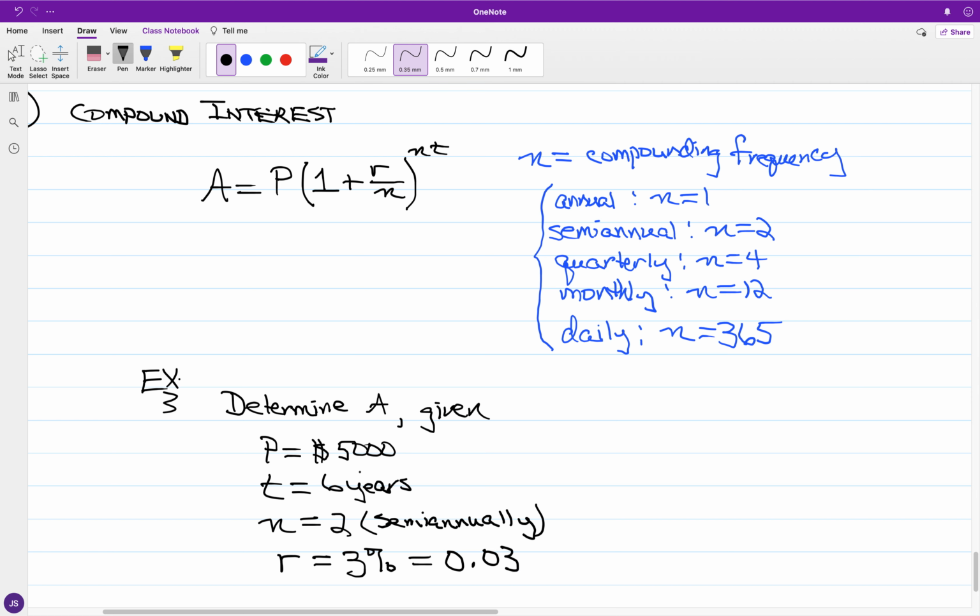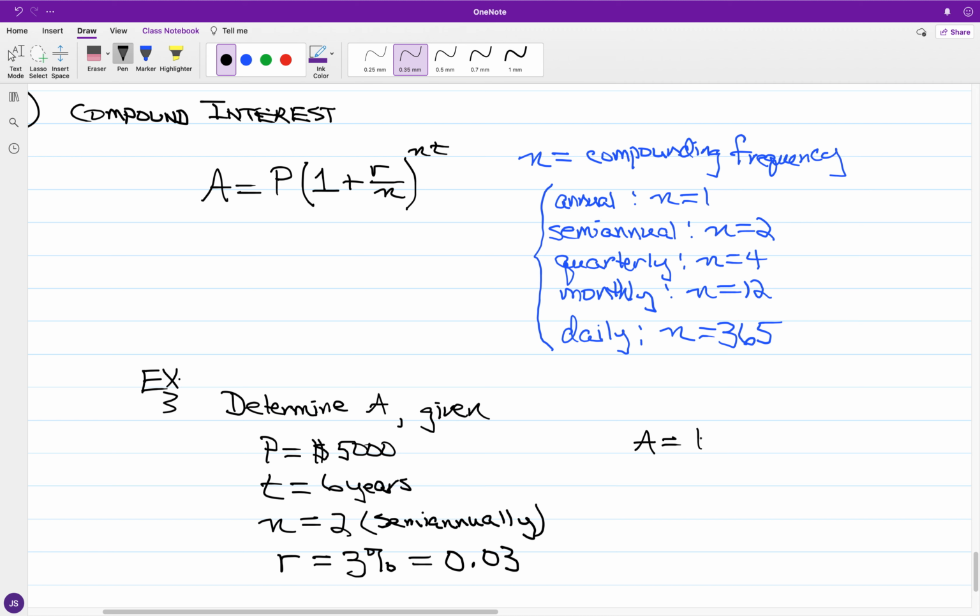So if someone is putting $5,000 into an account and lets it just sit there, nothing taken out, nothing added, after 6 years of compounding twice a year at a rate of 3%, we want to find out what that $5,000 will grow to.